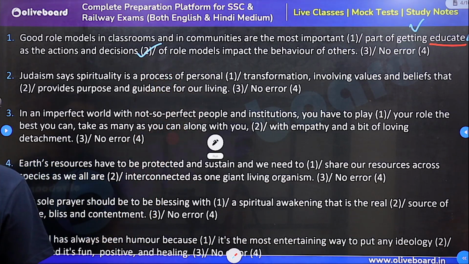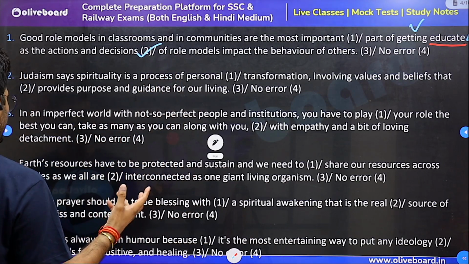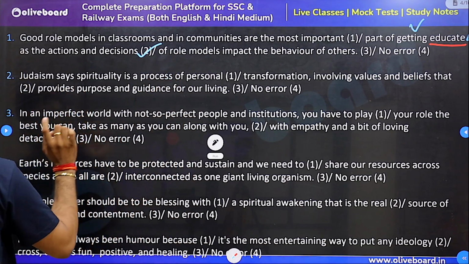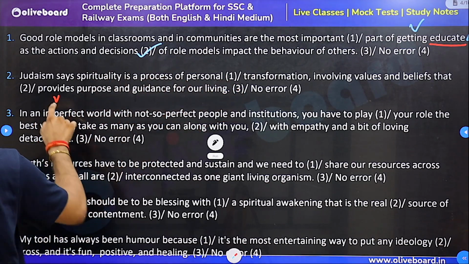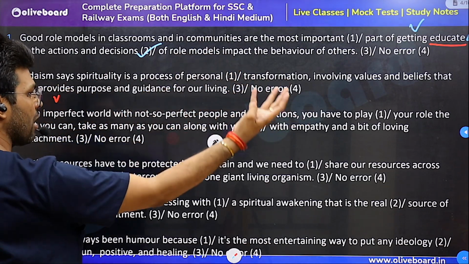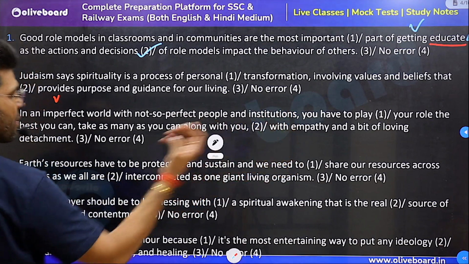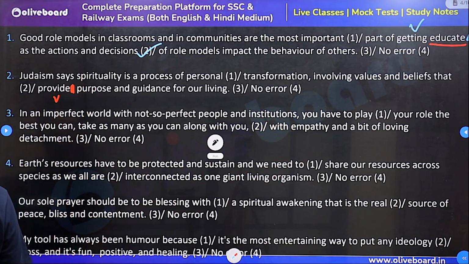It says spirituality is a process of personal transformation involving values, beliefs that provides. Hold on. That is a relative pronoun here because it has a verb coming after it, and the antecedent is plural: values, beliefs. And for plural subjects, we don't put s or es on the main verb.